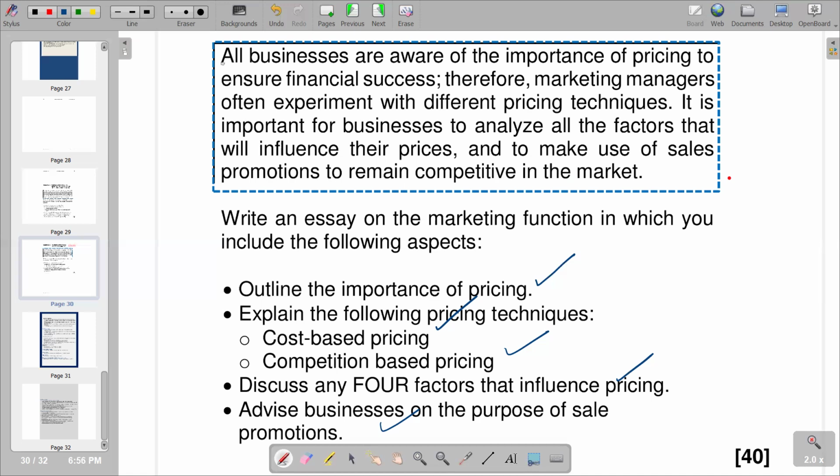According to our question, the terms that you can define in the introduction are cost-based pricing and also competition-based pricing. These are the key terms that you can try to explain in the introduction. So this is what we have. Now we are going to start on our main body, starting with outlining the importance of pricing.